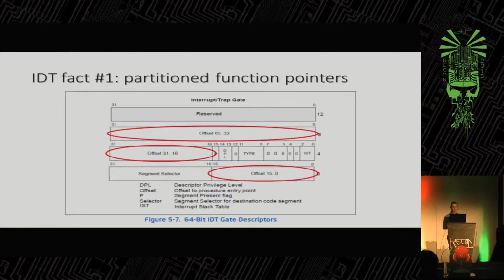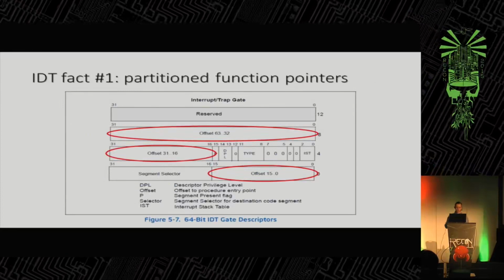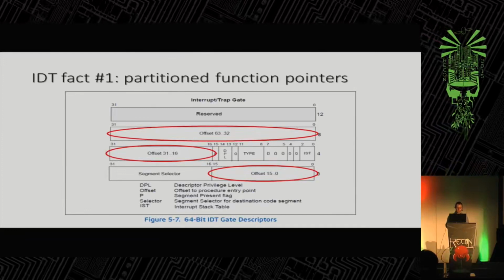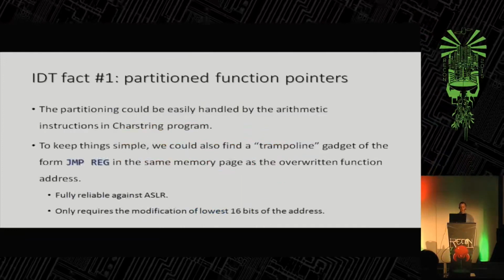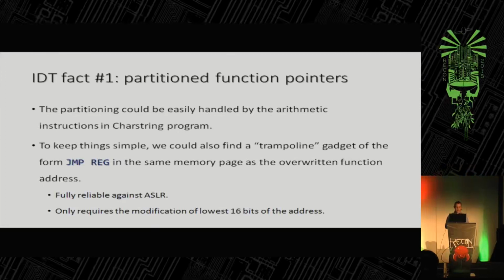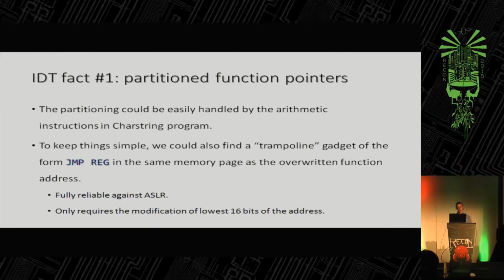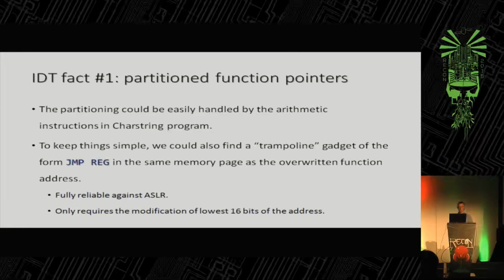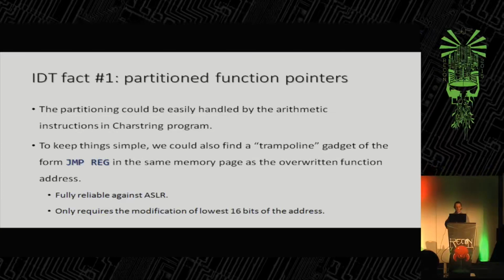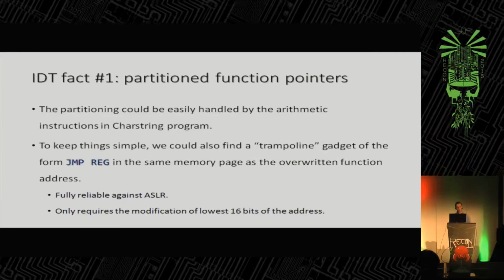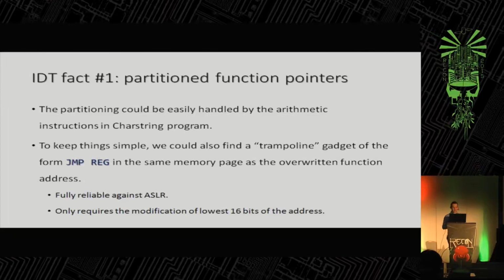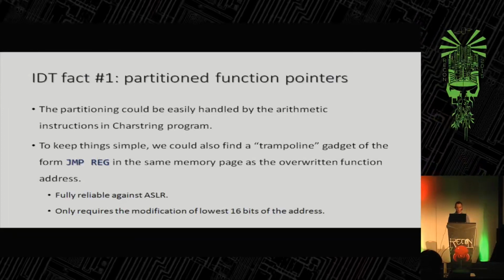One other problem that we might have to consider is that the function pointers are actually partitioned inside of the structure. So it's not just a 64-bit function pointer, but it's actually spread inside of the structure. We could deal with this using the arithmetic instructions of the charstring program, because yeah, why not? It makes it possible for us to do this. But we also could keep things simple and just use a trampoline of the form jump register, and we could find such a gadget within the same memory page as the function that we are overwriting. In that way, we could just overwrite the low 16 bits of the address instead of the full one, and this would be fully reliable.